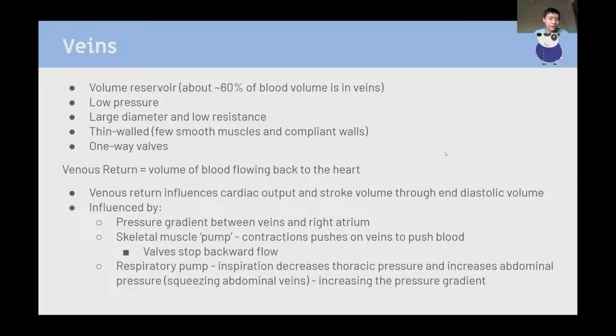So if you breathe in through inspiration, your thoracic pressure will decrease and your abdominal pressure will increase if you're just thinking about how the diaphragm's moving. And this essentially increases the pressure gradient from your veins to your right atrium, and that will also increase venous return. So venous return is important for cardiac output and stroke volume. And if you think about it intuitively, if you have more venous blood returning to your heart, you will get a better cardiac output.